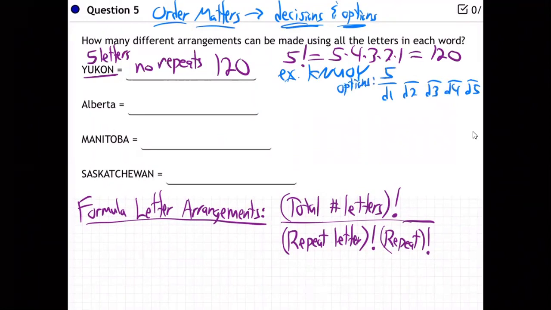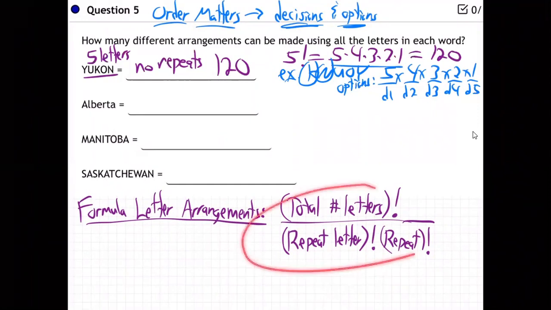How many options did I have? I had 5 options for the letter that comes first. I chose K. Times, then I had 4 options for what comes next. Times 3, times 2, times 1. See, it's the same thing, isn't it? It's 5, 4, 3, 2, 1. That's where that formula comes from. It's decisions and options thinking. So I wanted to show you that they're in alignment. They're saying the same thing. Decisions and options, or this formula, same thing.